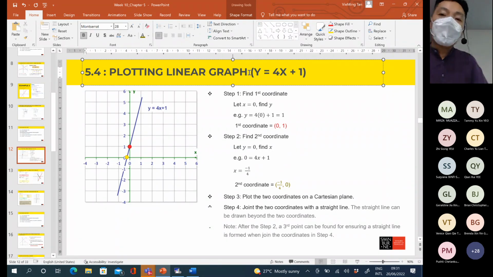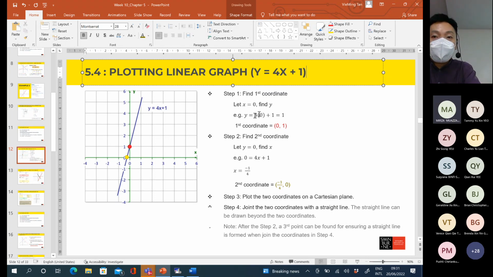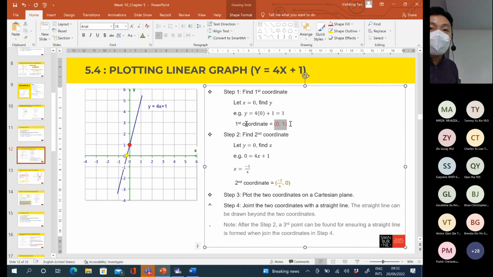Step 1 is we need to let x equal 0, so that we can get the y. So if x is equal to 0, then y is equal to 4 multiplied by 0 plus 1. That means y will be equal to 1 when x is equal to 0. So one of the coordinates that will be passed through by this line is (0, 1).